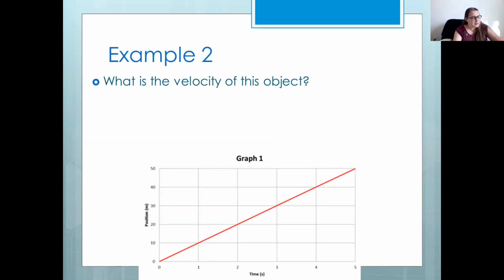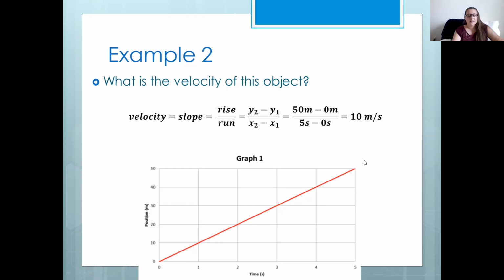All right, great. I'm seeing a lot of answers coming in, a lot of the same correct answer. Good job, guys. So the velocity is the slope of this line. The slope is rise, so how far up it goes, over run, how far over. It goes up from a position of 0 to 50, so 50 minus 0. And it does that in 5 seconds, so 5 minus 0. So 50 divided by 5 gives us 10 meters per second.